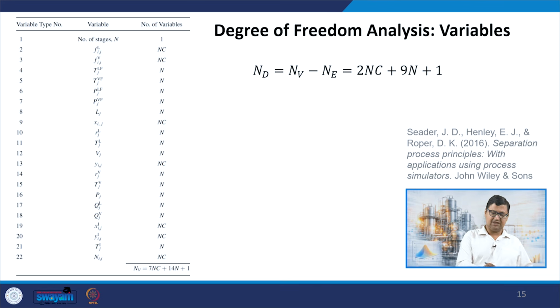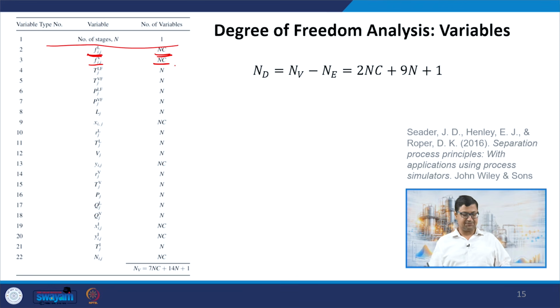variables. The first variable is the number of stages. Then we have the component molar flow rate entering in the feed stream. So, we have C components, n stages, total Nc. Similarly, for the vapor phase, the feed is Nc variables. Then we have the temperatures defined differently for liquid and vapor. The temperature entering the liquid feed, there are n such values because there are n stages. Then the temperature entering the vapor phase, again there are n such values.